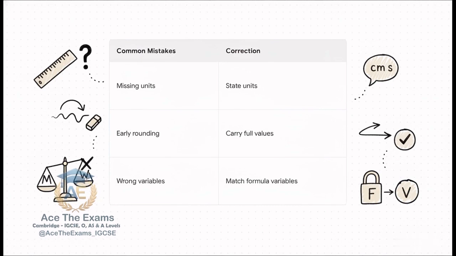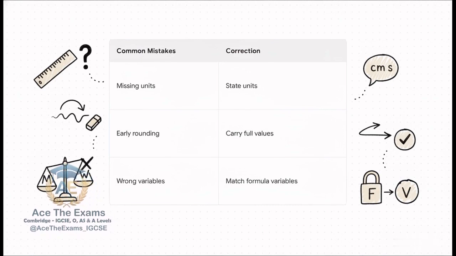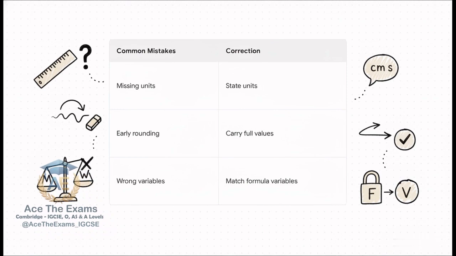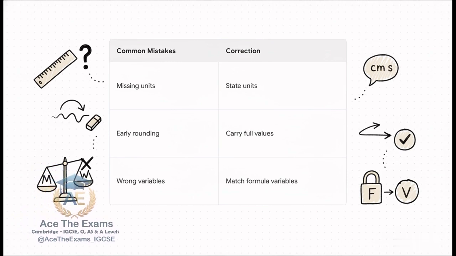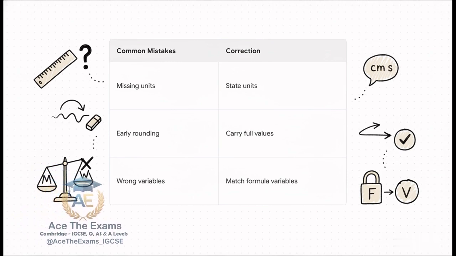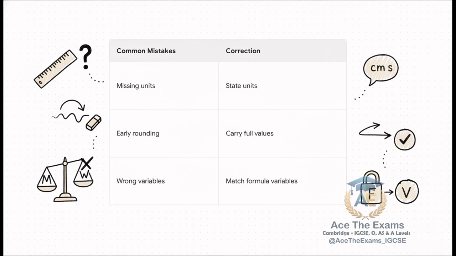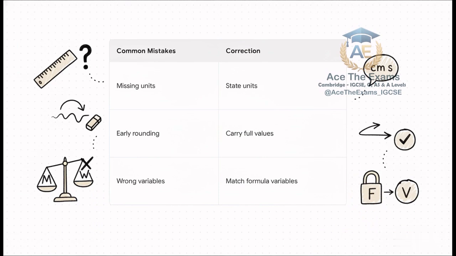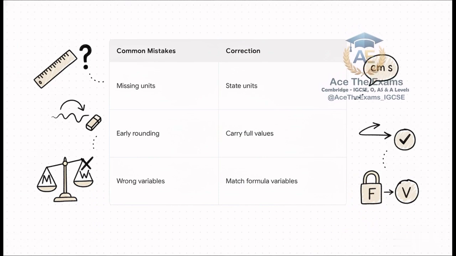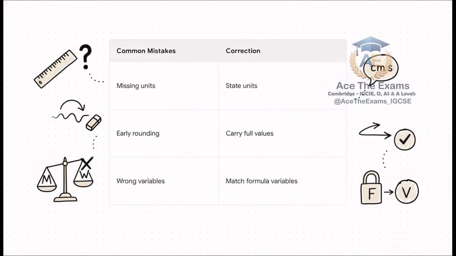Let's run a quick examiner-style correction session right now to just permanently wipe out these pitfalls. When we track the most frequent mistakes, 3 major culprits always show up: missing units entirely, rounding numbers way too early in the middle of a multi-step calculation, and plugging in the wrong variables, like using mass when the formula strictly calls for weight. So your correction protocol is simple. Always state your units. Always carry your full, unrounded values through the whole calculation and only round at the very end. And meticulously match your formula variables.